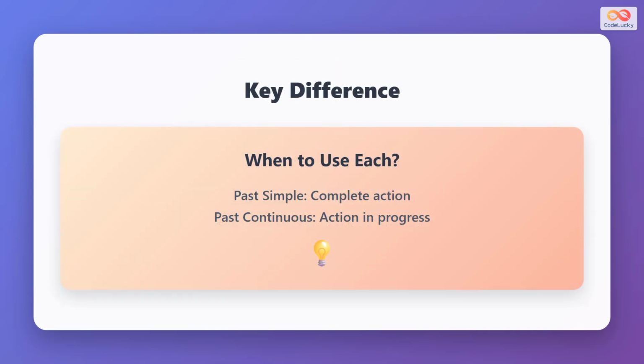So what's the key difference? Past simple describes a complete action, something that happened and finished. Past continuous describes an action in progress, something that was happening, that was continuing at a particular moment in the past. This is the fundamental difference you need to remember.